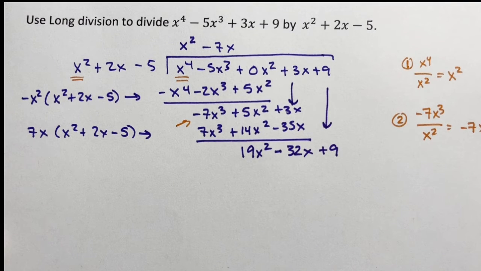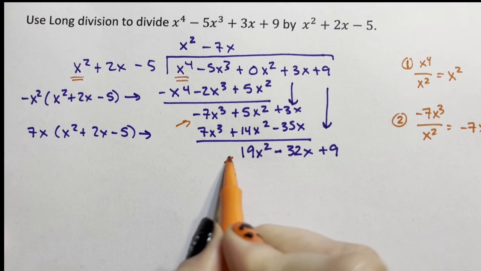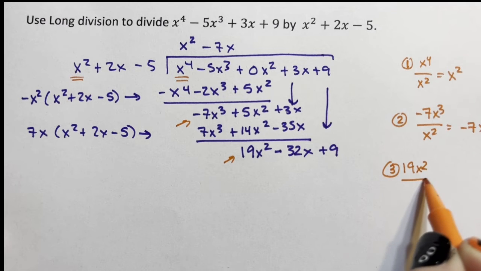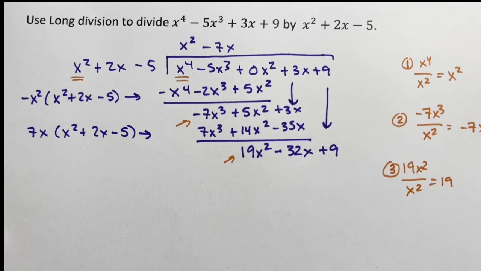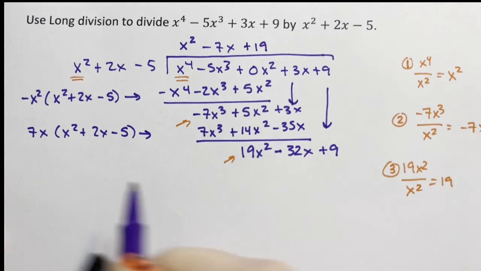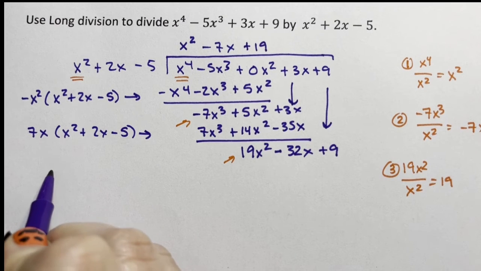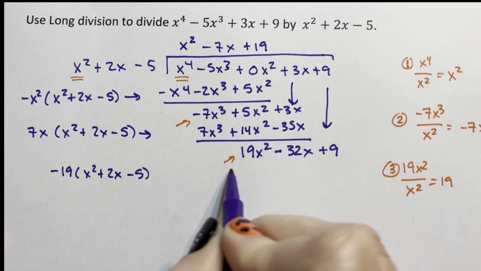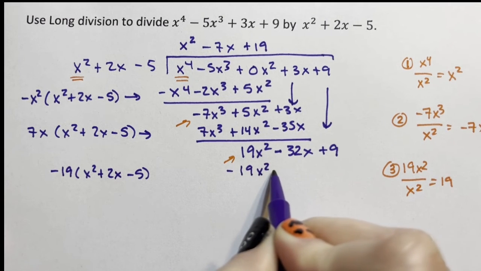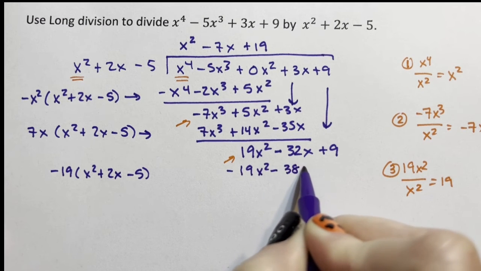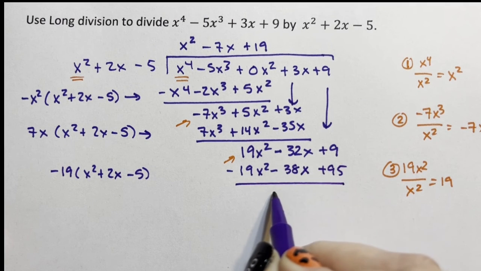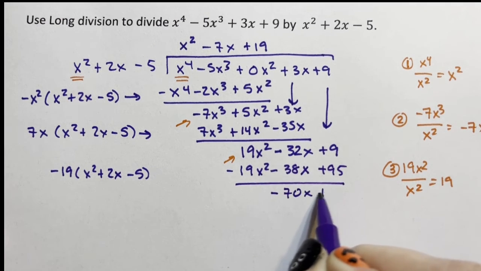And then we have a new leading term. So for step 3, we have 19x squared divided by x squared. We're at 19. We're at our constant. So we're going to say plus 19. We're going to say over here minus 19 times x squared plus 2x minus 5, minus 19x squared minus 38x plus 95. This becomes minus 70x plus 104.